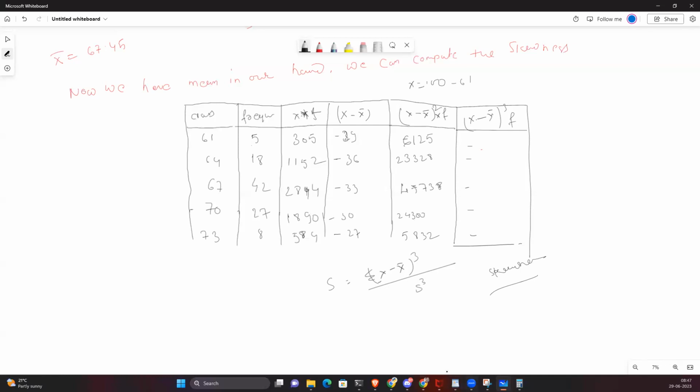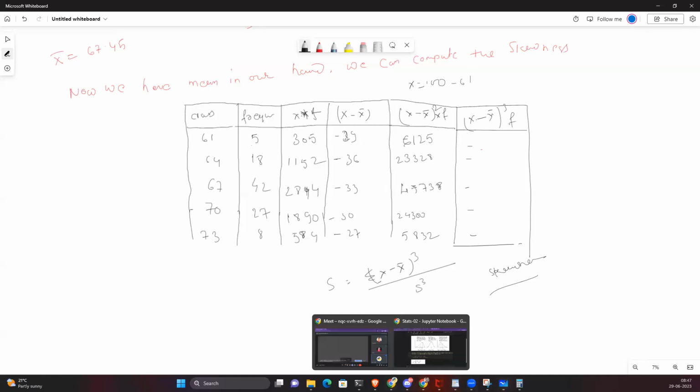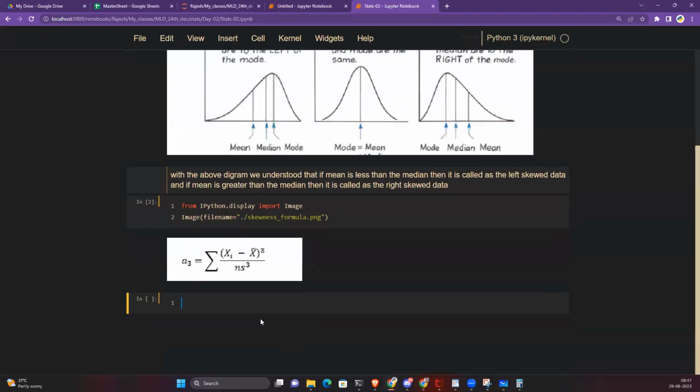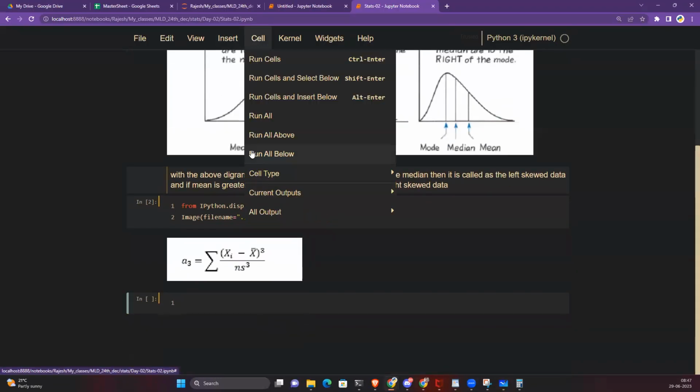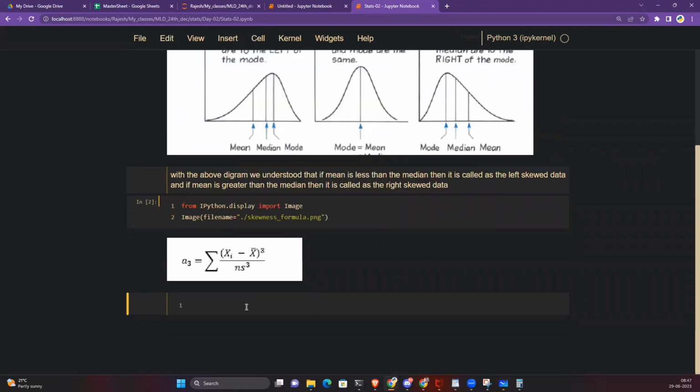Now we are going to understand another thing, which is called PDF, not that PDF. It's a statistics term which is called probability density function. PDF, probability density function.